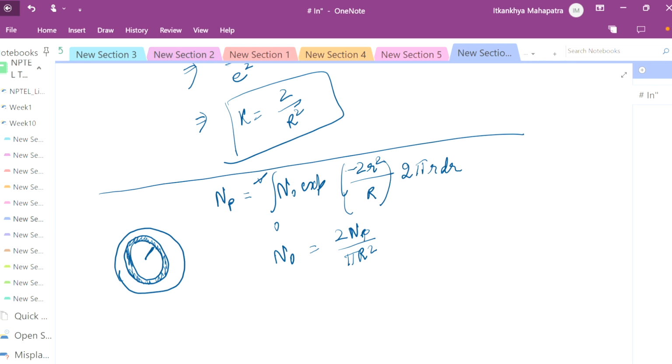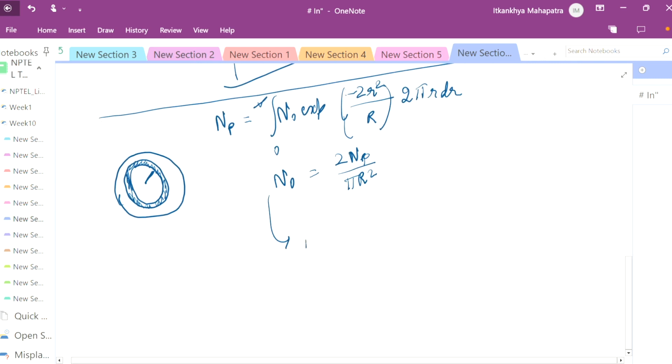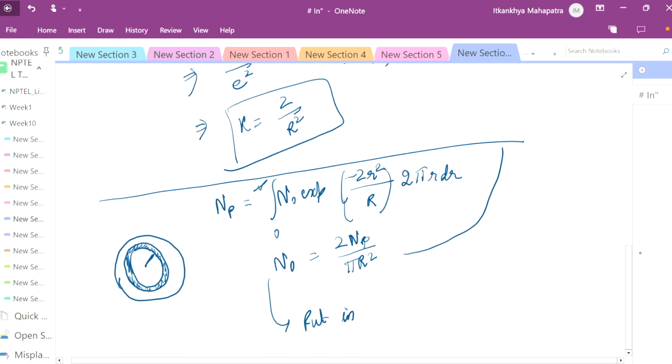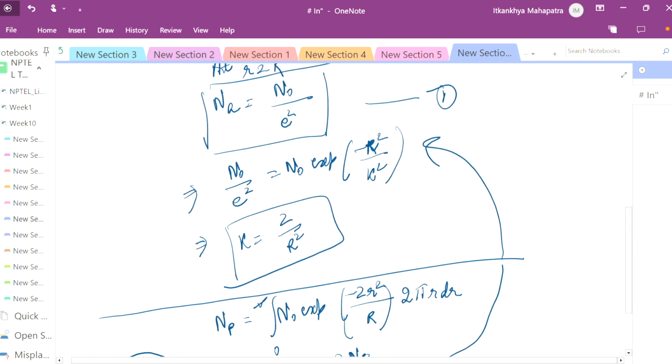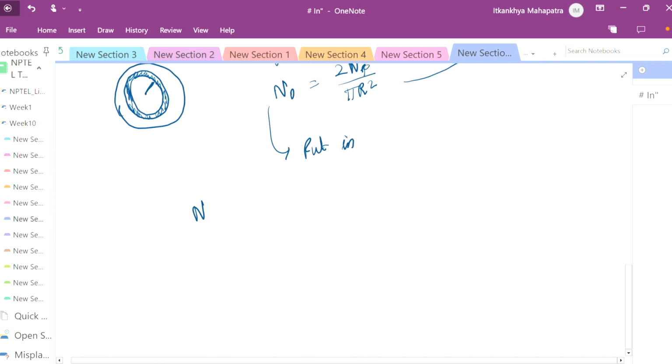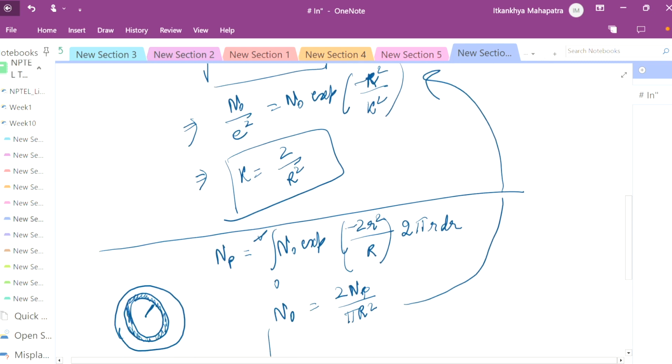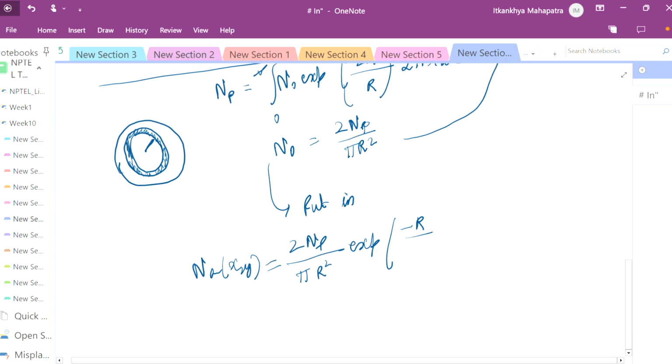Now this n naught value, put in this equation. See, this you put it here. So N_A(x,y) will be 2 N_P by pi R square exponential minus 2r square by R square. Fine.